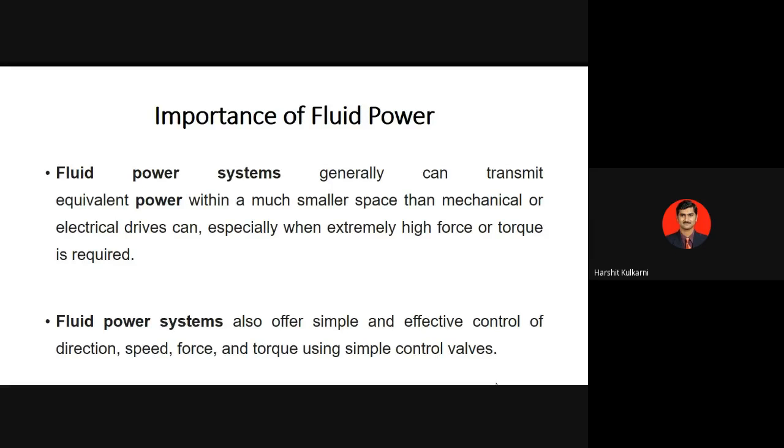Different types of power transmission are available to us. That is, it can be mechanical, electrical, or fluid power. And in fluid power, we can have the transmission of power using a small space. We can design a system which can transmit more power compared to the other two. Right. So, what are the basic advantages?